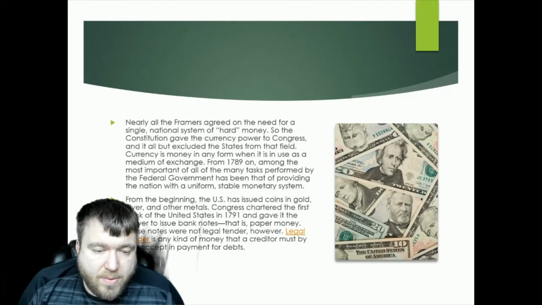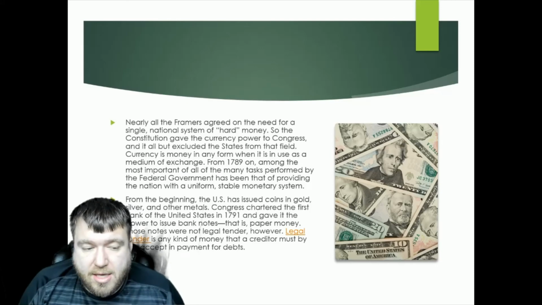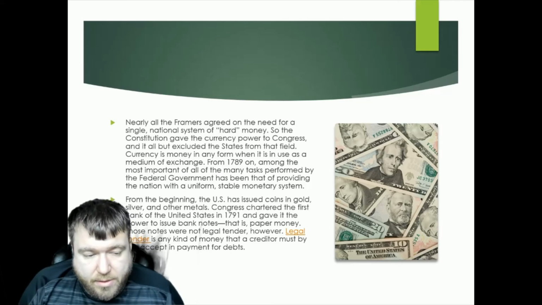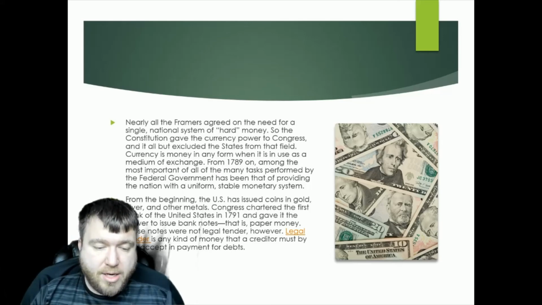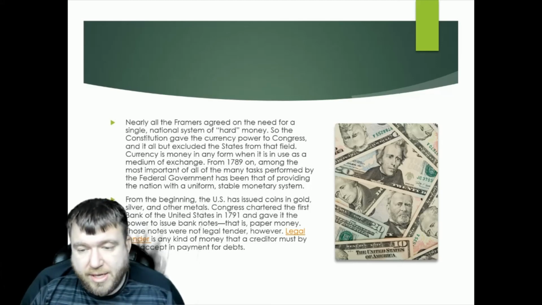From the beginning, the U.S. has issued coins in gold, silver, and other metals. Congress chartered the first Bank of the United States in 1791 and gave it the power to issue banknotes, that is, paper money. Those notes were not legal tender, however. Legal tender is any kind of money that a creditor must by law accept in payments for debt.